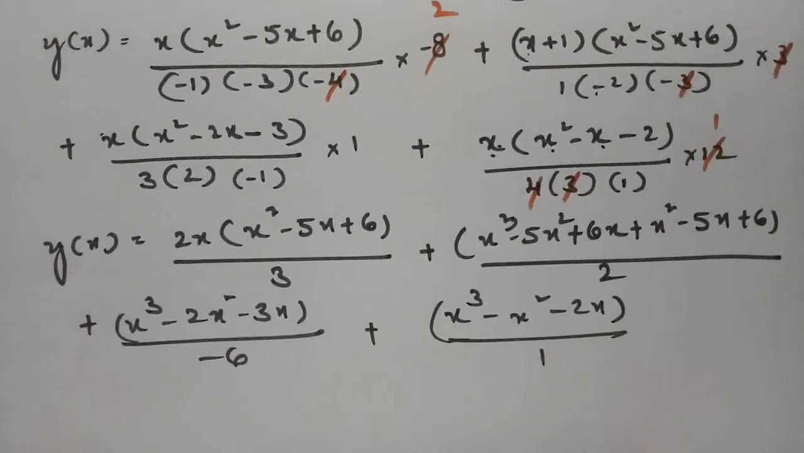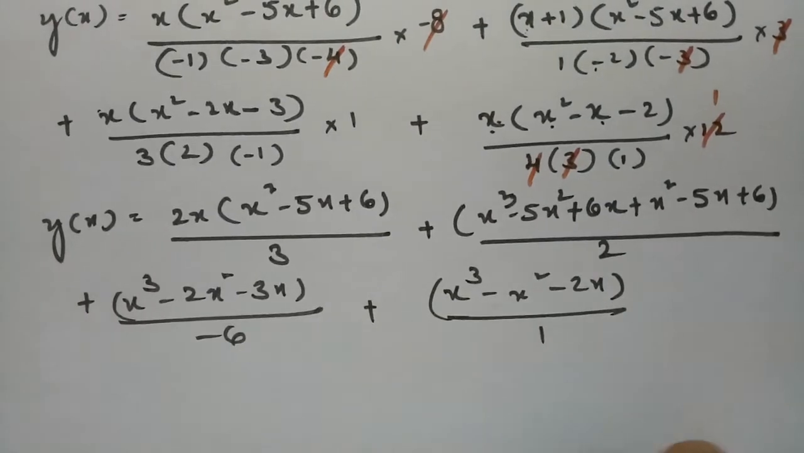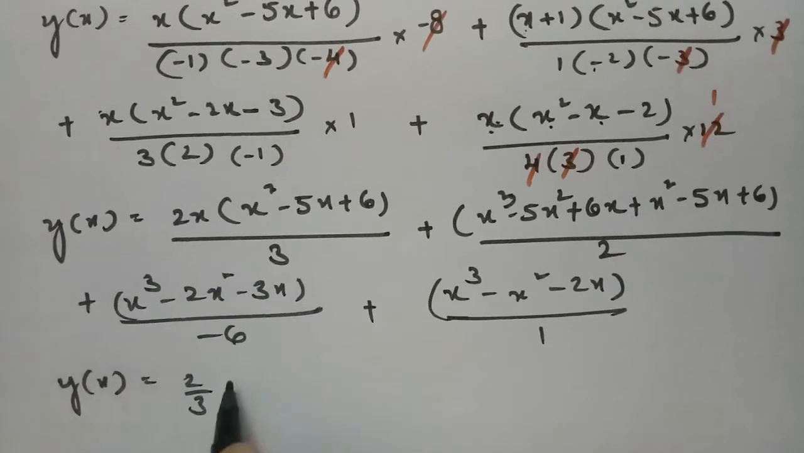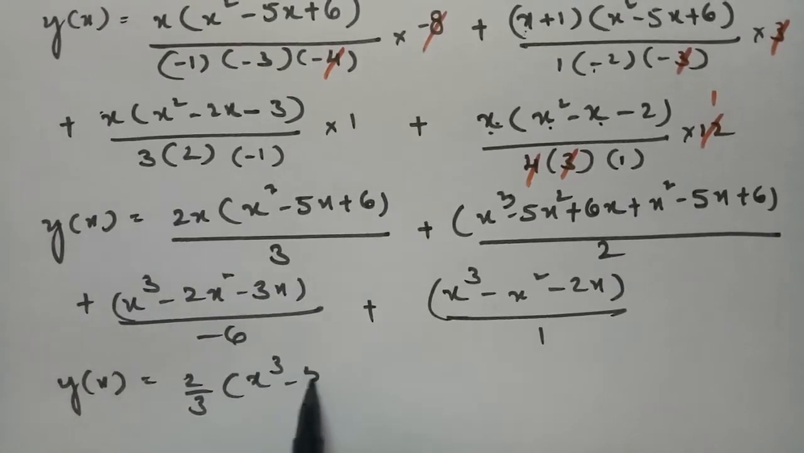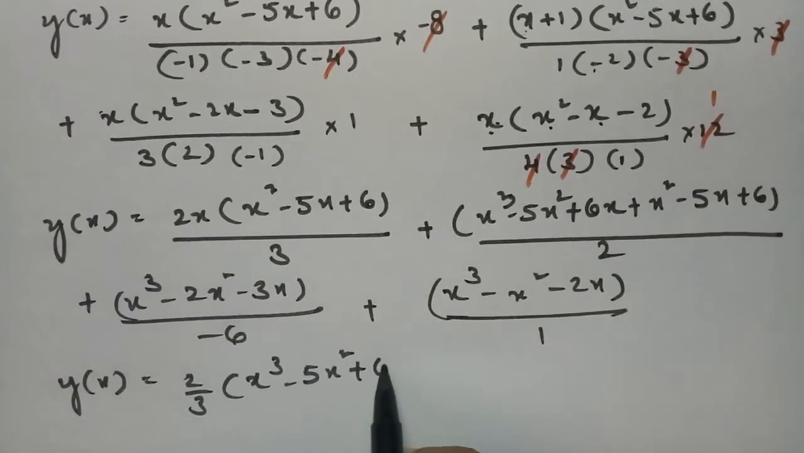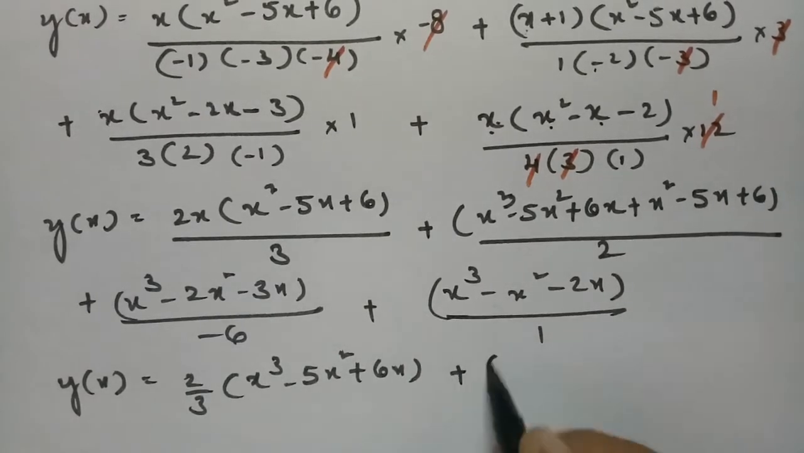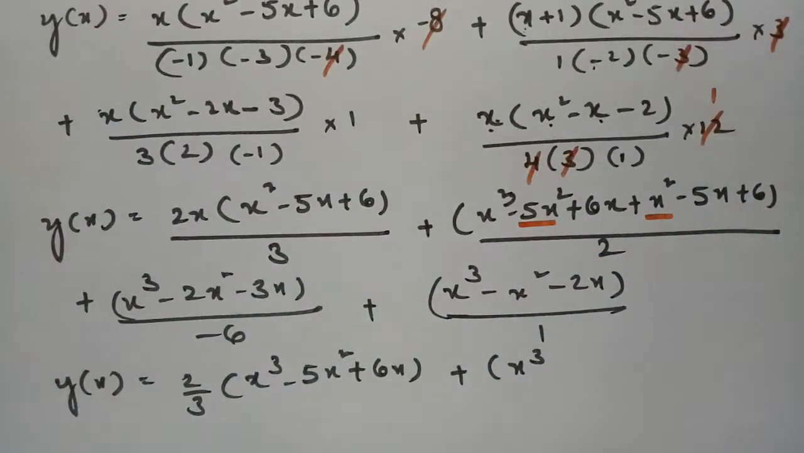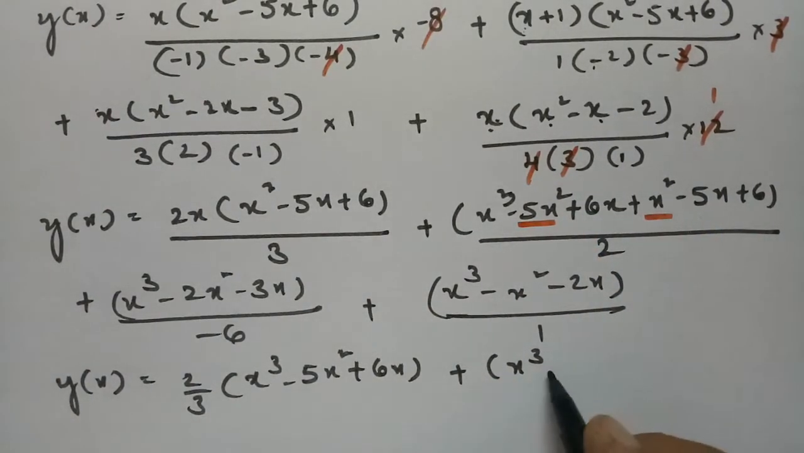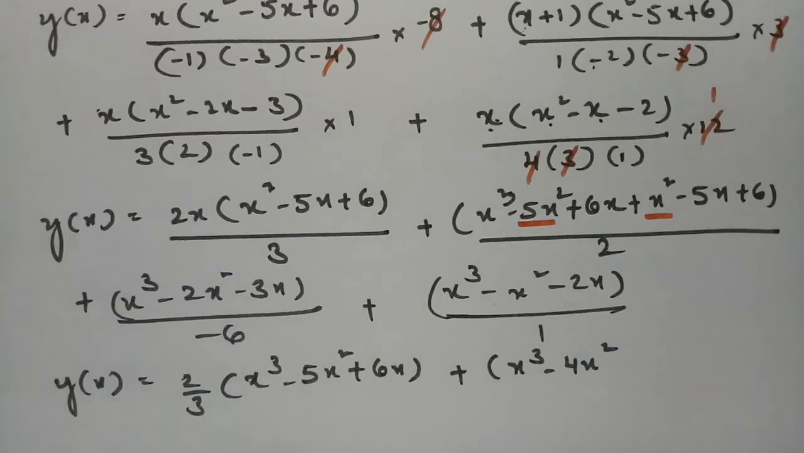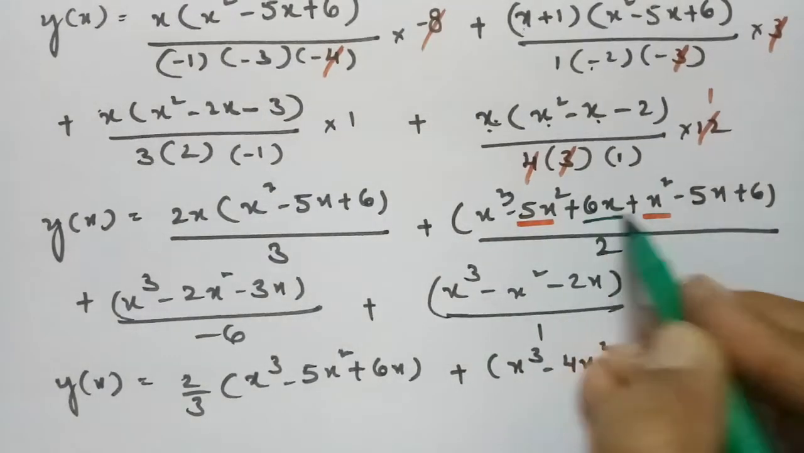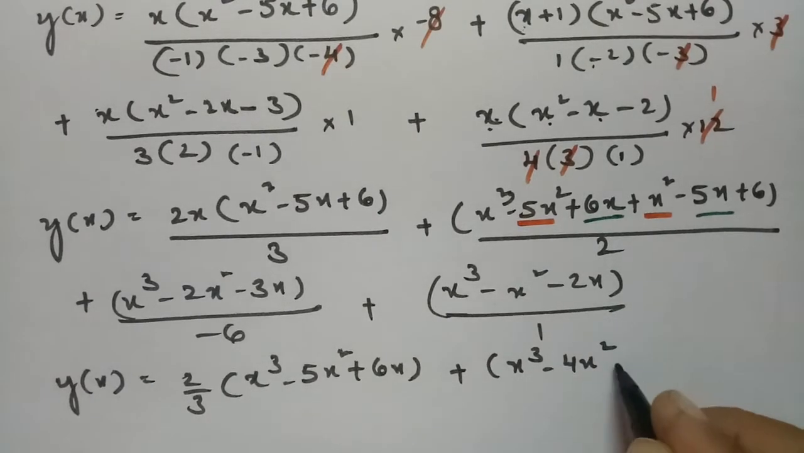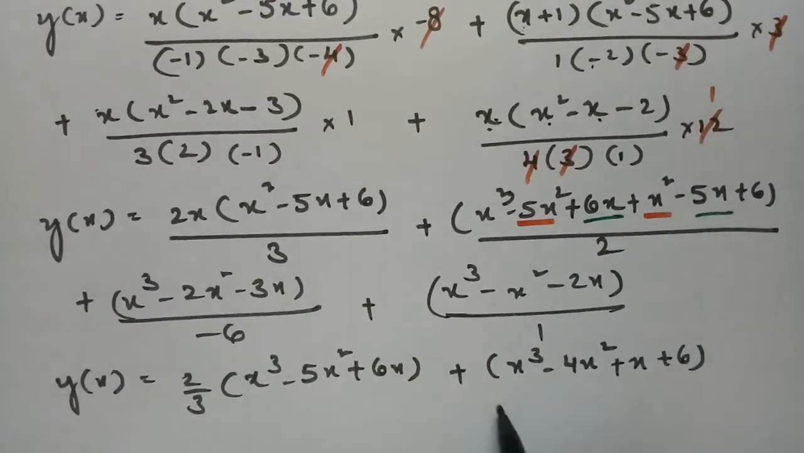So if you observe properly, if I multiply with x inside, y at x value is 2 by 3 times of x cube minus 5x square plus 6x. And see here, this is x cube, minus 5x square plus x square, which is equal to minus 4x square, and again 6x minus 5x, which is equal to x, so x plus 6 divided by 2.